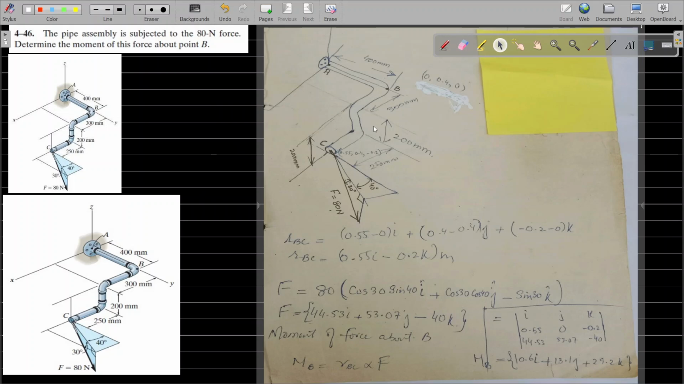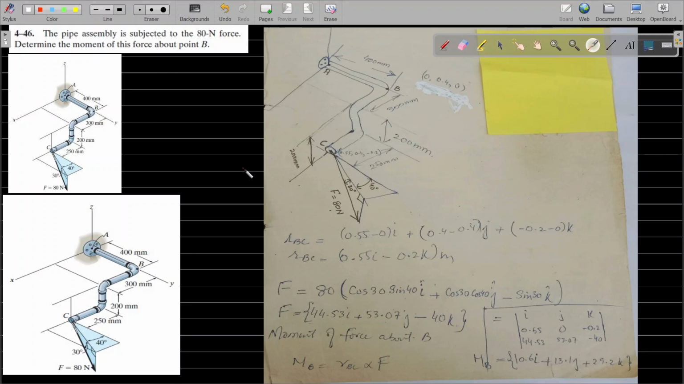All right, the problem at hand today is that we have a pipe assembly which is subjected to an 80 Newton force. This pipe assembly is in 3D space. You need to calculate the moment of this force about a specific point, which is B. Since it is a 3D problem, we'll be calculating the determinant of RBC cross F to get the moment about point B, which is MB.